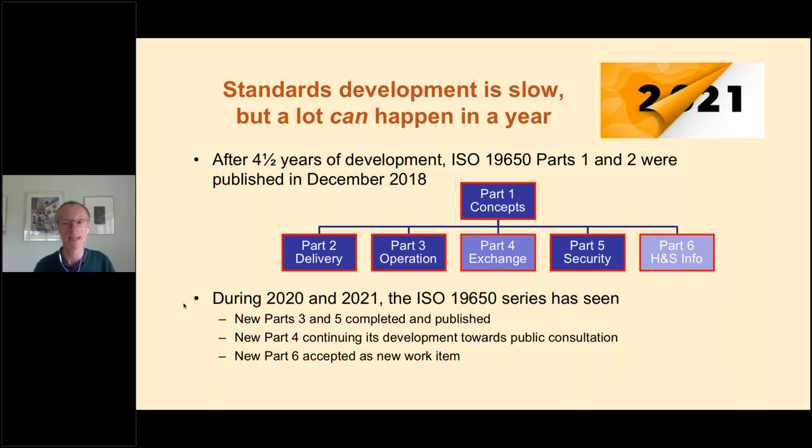And I think for me, it's the fact that to all intents and purposes, the CDE process, that classic diagram, pretty much got through unscathed into ISO 19650. And so that is now accepted internationally as a process to deliver correct, unambiguous, and complete information.